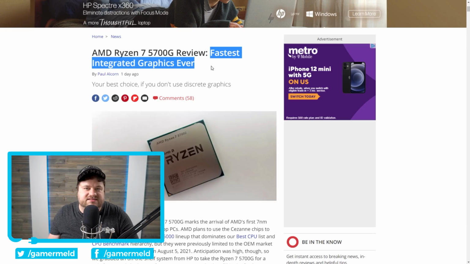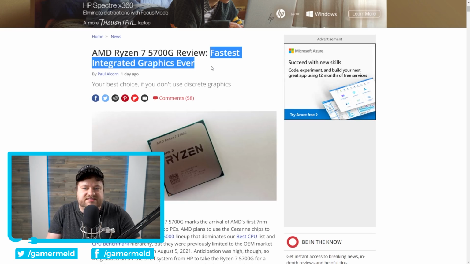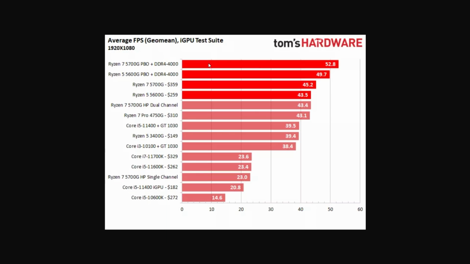And I really think this is the most important part just because we pretty well know what the 5000 CPUs are capable of doing. And the one thing that really makes them different is the integrated GPU. And when we look right here, we can see that Tom's Hardware did an average FPS at 1080p with the iGPUs, and they were not kidding. It completely crushes everything. We can see right here that the 5700G with Precision Boost Overdrive and DDR4 at 4000 gets a whopping 52 FPS on average, which, like I said, this is an iGPU, so not bad at all.